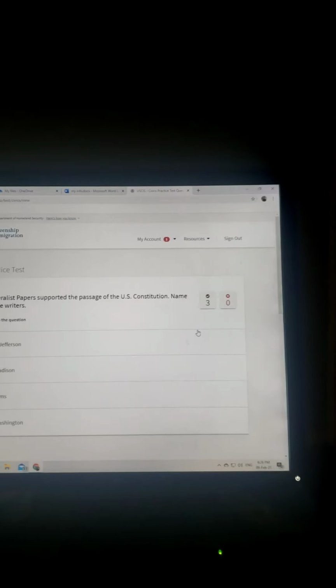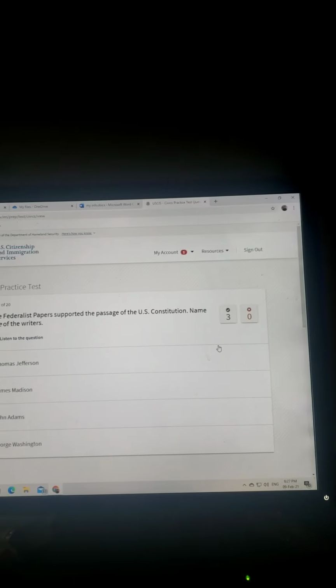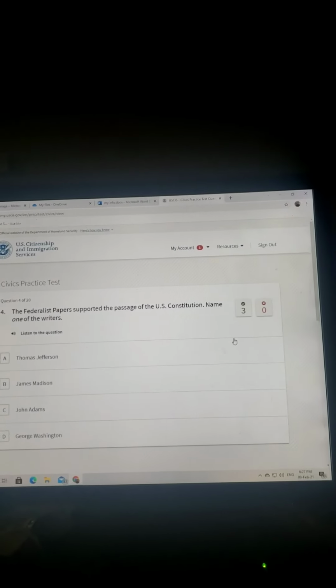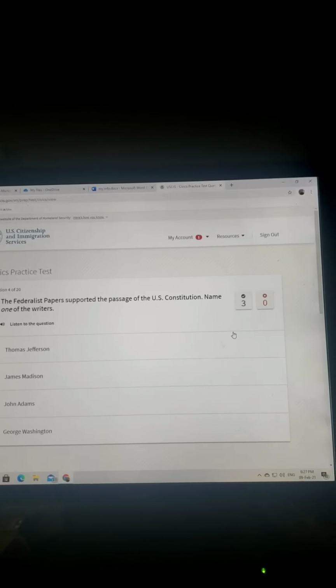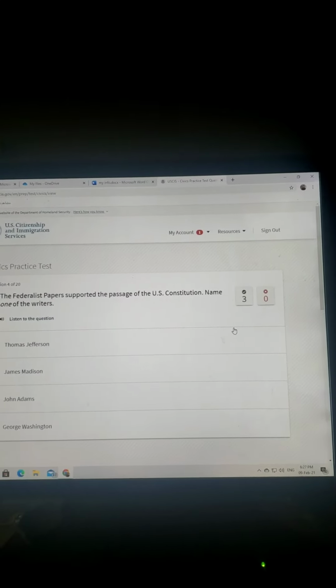That was easy. The Federalist Papers supported the passage of the U.S. Constitution. Name one of the writers. I don't know. I'll go with, I guess it's Thomas Jefferson. Incorrect. The answer is James Madison.